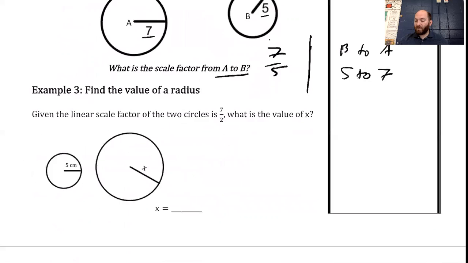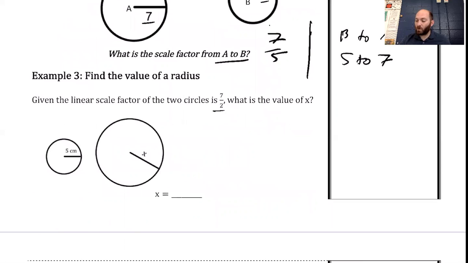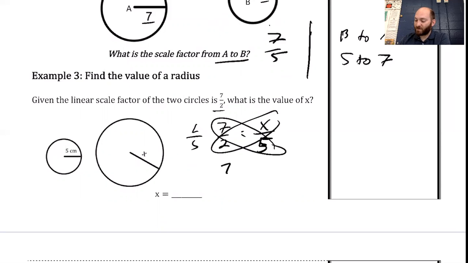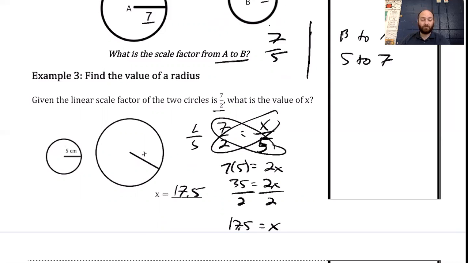Given the linear scale factor of the circles is 7 over 2, what is the value of x? 7 over 2 is the large over the small circle. So I'm going to set that up the same way: large is x, 5 is small. Let's cross multiply. 7 times 5 equals 2 times x. 35 equals 2x. Divide by 2 and I get 17.5. There's my answer for x.